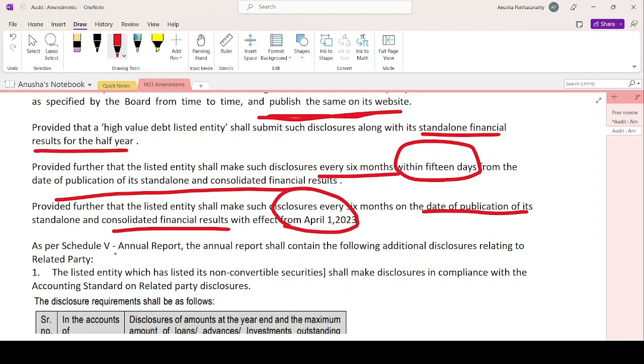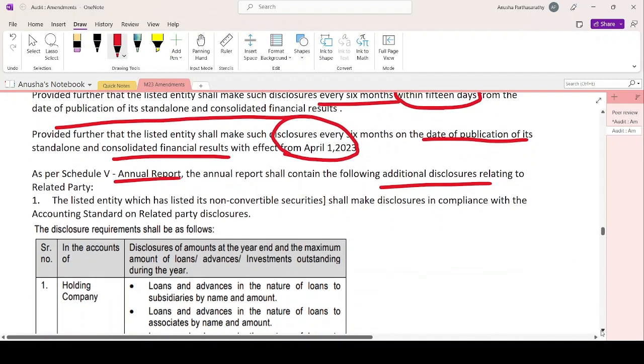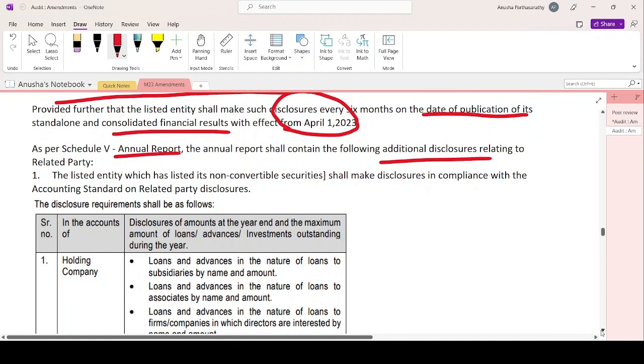As per Schedule 5, the annual report shall contain the following additional disclosures. In the annual report, the following additional disclosures are to be there. So now this will form part of other information covered in standards on auditing, right? So the auditor has to go over the same. Just relate it like this.